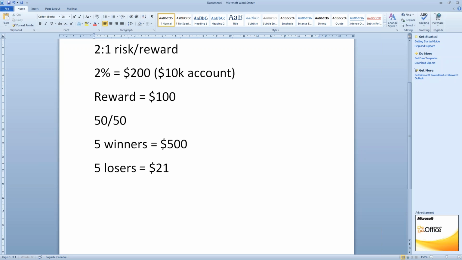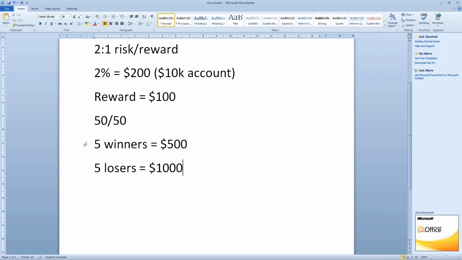we're going to have $1,000 in losses, right? 5 losers at $200, $1,000. 5 winners at $100, $500. So in this kind of situation, a 50-50 signal isn't going to work very well for us. We're not going to be around very long trading like this.